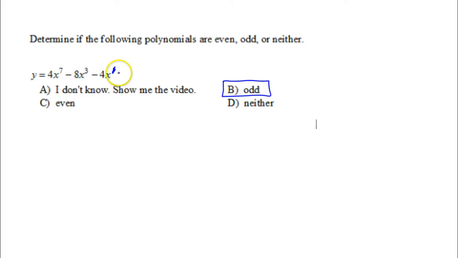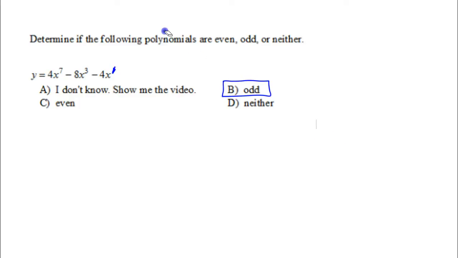Now, when is the exponent going to be 0? Say if instead of negative 4x, I just had negative 4. Alright, just a constant. That would be the same thing as negative 4x to the 0 power, and 0 is actually even. So that didn't happen this time, but watch out for it.